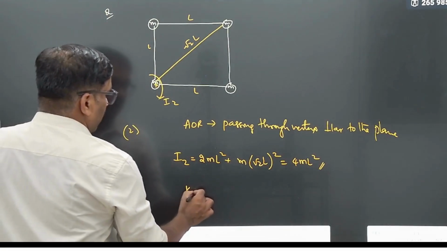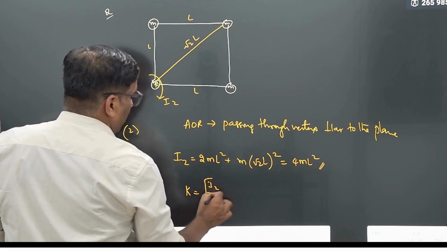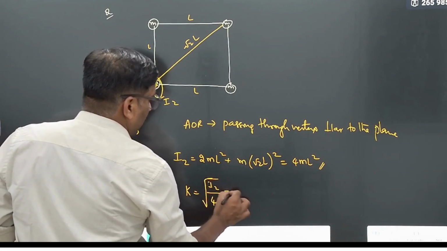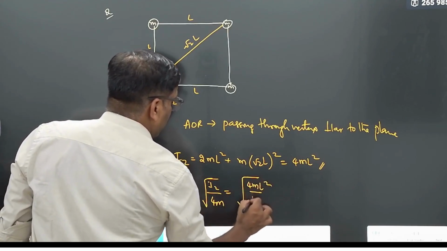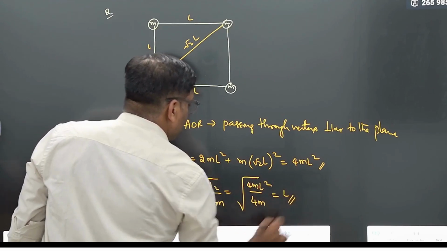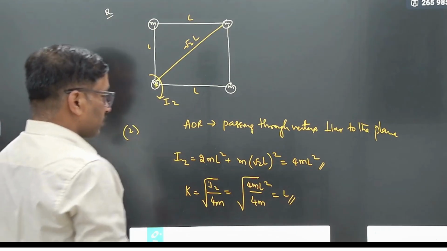What is the radius of gyration here now? So, radius of gyration means nothing but again I2 by 4m. So, you can write down 4mL square by 4m, therefore it will be L will be your radius of gyration onto this. Clear?